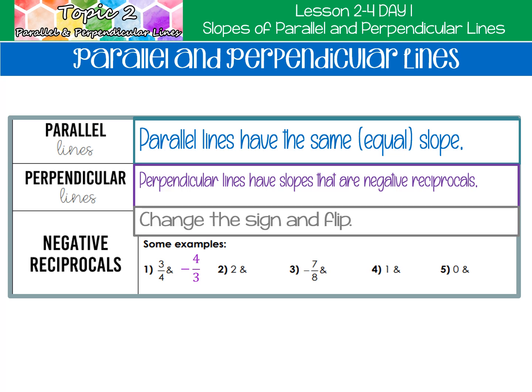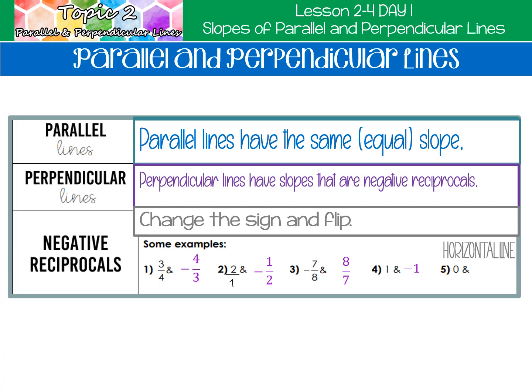4/3. 2 is a whole number, so it might be easier if you put it over 1 so that you change the sign to negative, and then when you flip it, you get 1/2. Negative 7/8 will change to positive, and 8 will be on top and 7 on bottom. Negative 1 flipped is 1, but change the sign to negative 1.